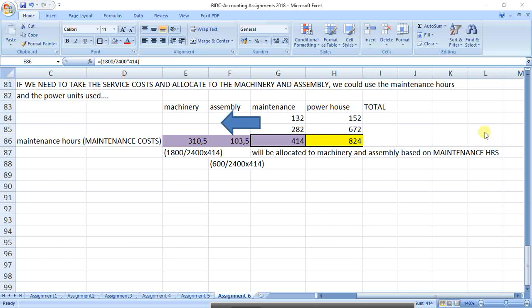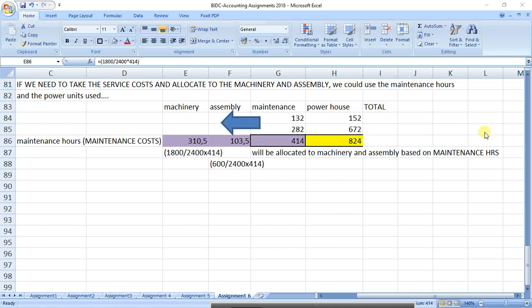You could allocate something different. Let's say you've got 100 Rand and you've got two departments, A and B. Department A, this is 100 Rand. Let's say this is the cost. Let's say machine costs.